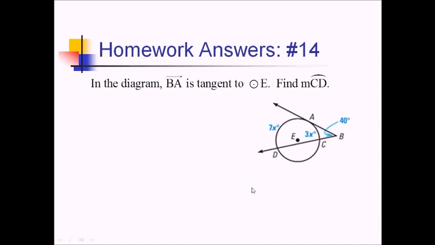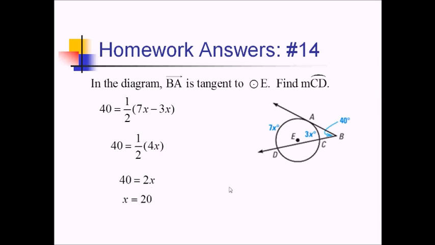For number 14, we're told that we have a tangent line, and we've also got this secant line here. We want to find the measure of arc CD. Now, we'd need to find x first to make that happen. So let's solve for x. We can say that this 40-degree angle equals 1/2 the difference of these 2 arcs. So half of 7x minus 3x. That's going to be half of 4x, which is just 2x. So that means that x is going to be 20.